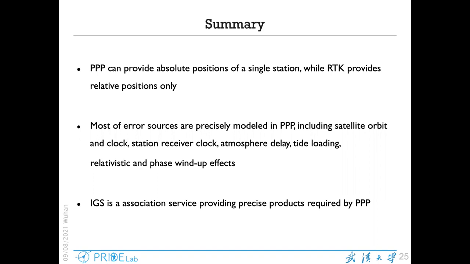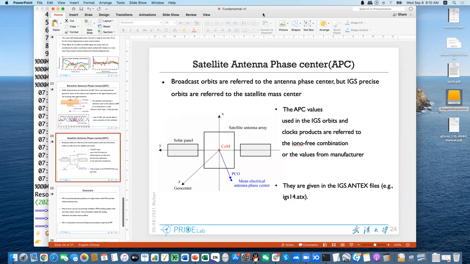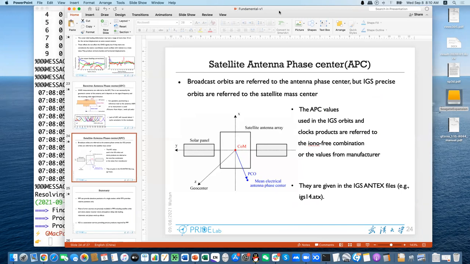The IGS can provide most products like the satellite orbits and clocks, and phase biases, and some other products like the satellite attitudes are also on the way to being provided by the IGS as well. So we are going to mention a lot of IGS stuff in our talk. All right, so this is the first part to let you know what's happening behind precise point positioning. It's some basic knowledge that you need to know before we can understand what kind of files are produced by the software and what kind of products we are going to use in precise point positioning.